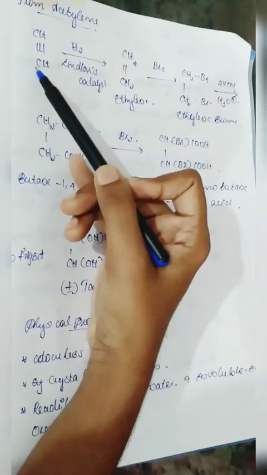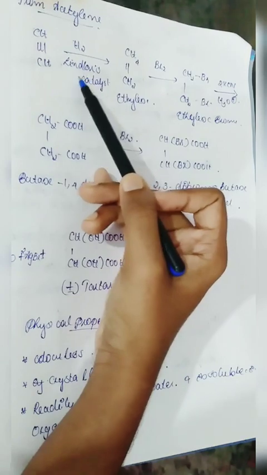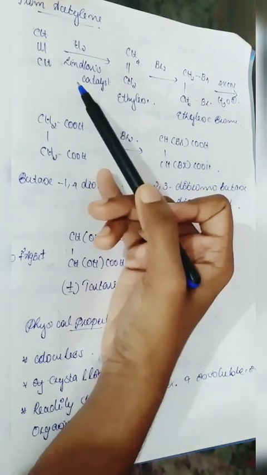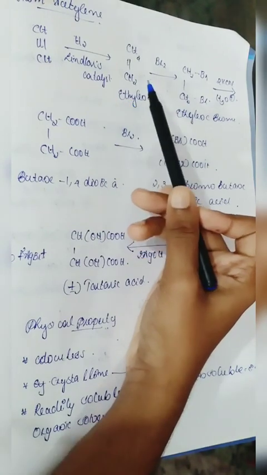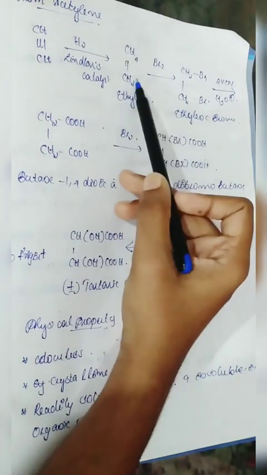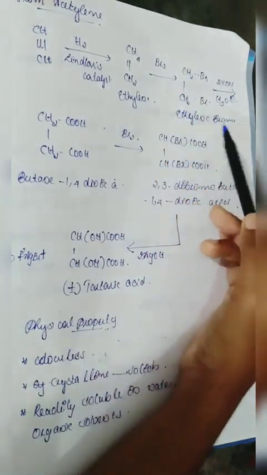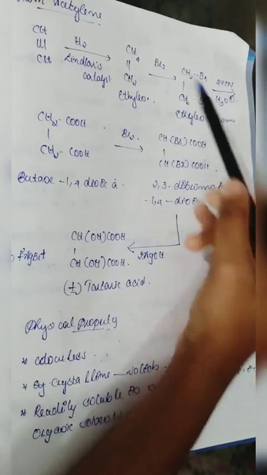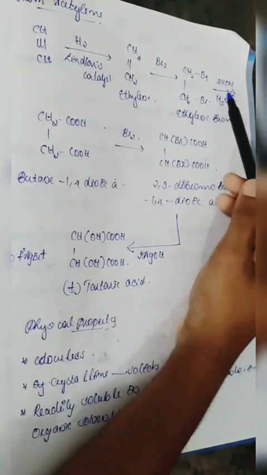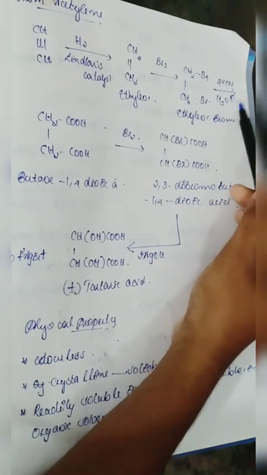So in the first case, we will be taking acetylene. Acetylene plus Lindlar's catalyst. We will be adding Lindlar's catalyst, and that will give ethylene. So ethylene is being treated with bromine water. This bromine water gives rise to ethylene bromide. Simple. Ethylene plus bromine gives ethylene bromide, and that may be treated with KCN and H3O plus ions.